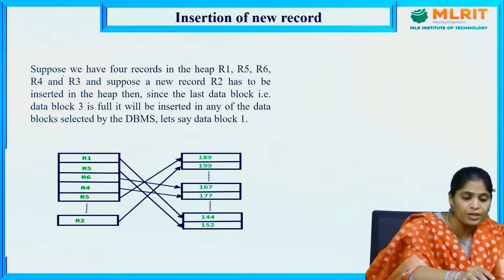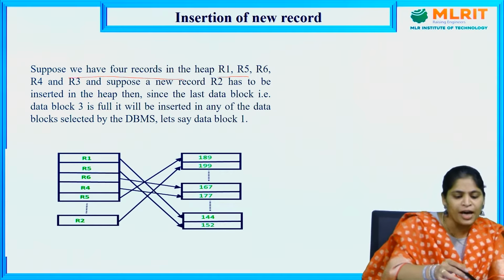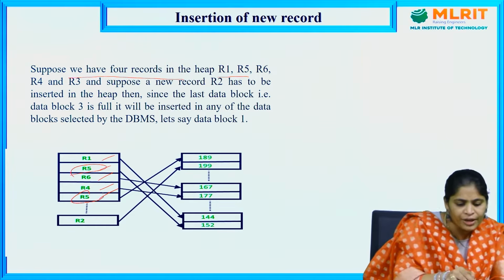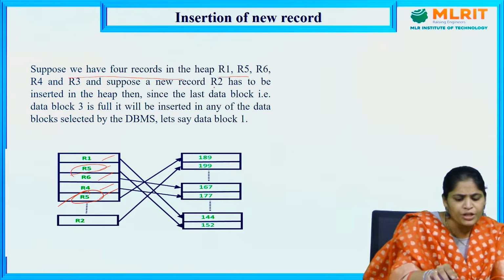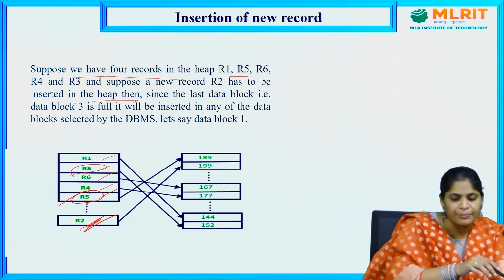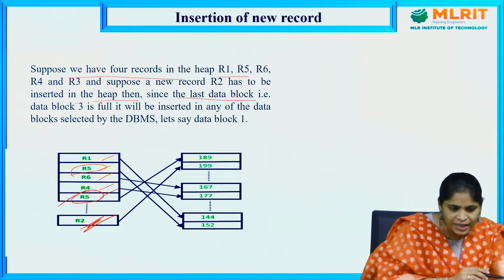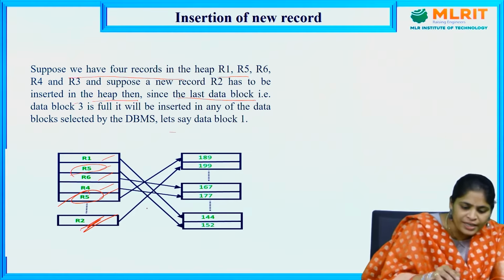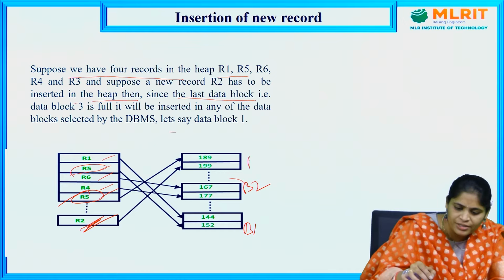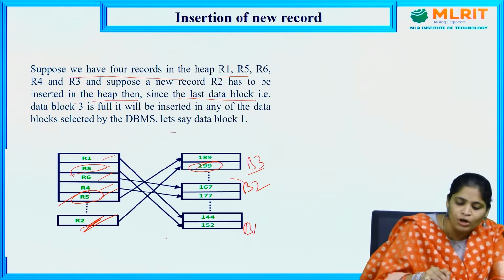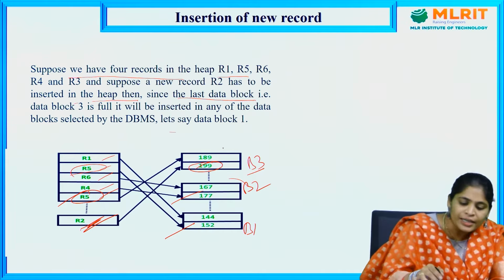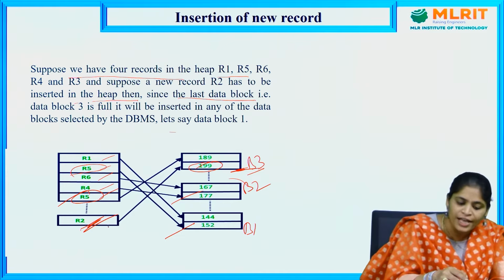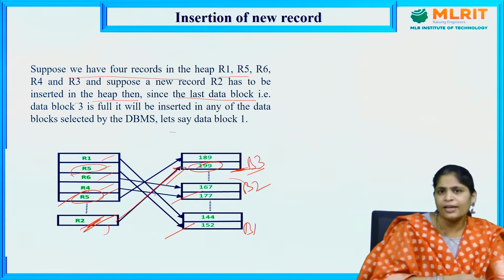Now we have to insert a new record. Suppose we have 4 records in the heap, that is R1, R5, R6, R4 and R5. Here R5 has been repeated. Suppose a new record R2 has to be inserted in the heap. Since the last data block, that is block 3, is full, it will be inserted in any of the blocks selected by the DBMS. Let's say the data block is 1. Here this is block 1, this is block 2 and this is block 3. Only block 1 and block 2 have been filled, and in block 3 there is one slot free. Therefore, whatever record has been entered recently will go there and be stored.